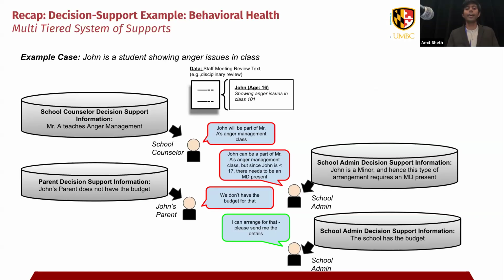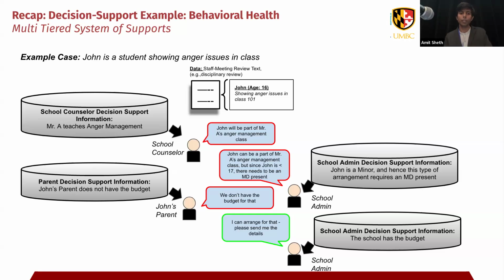Now, again, recapping the examples, I'll do this very quickly. So there's a student's behavioral health issue summarized in some kind of case document. And then you have a bunch of people that form the student support network that are deciding what to do with this student's case. These people include the school counselor, the student's parents, the school administrator, and so on.